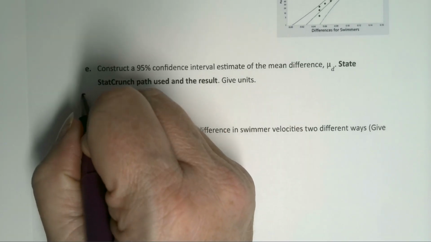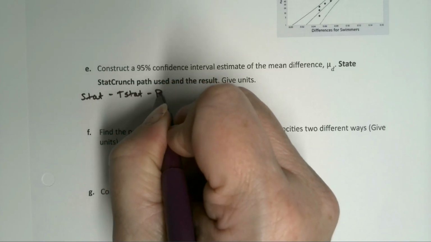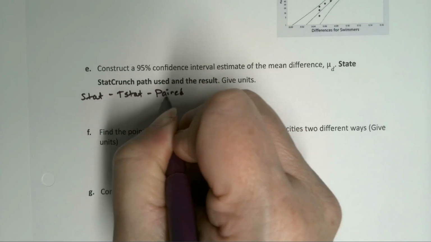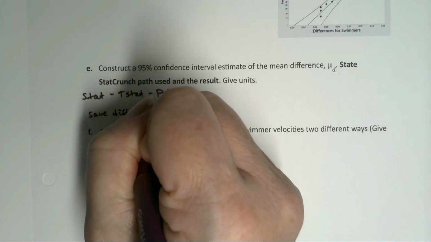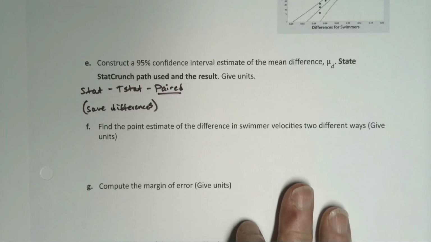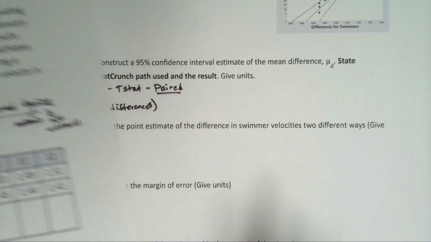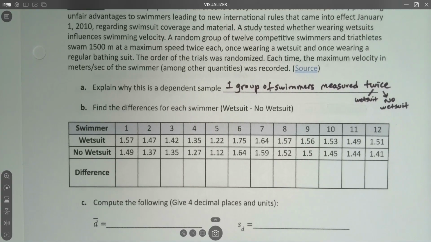So we're going to do Stat, T Stat, Paired. And we're going to click save differences. We don't really need the save differences part, I'm just reminding you. Okay, so let's do that. When we do that, it'll find all these differences for us, and then we won't have to bother.